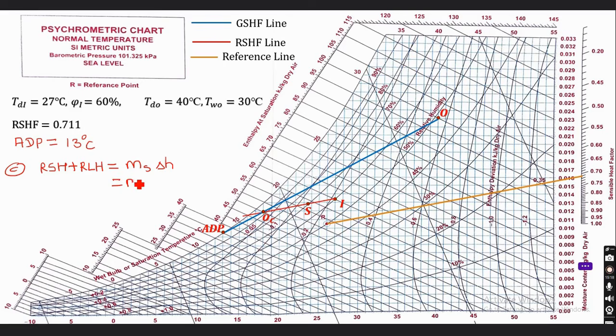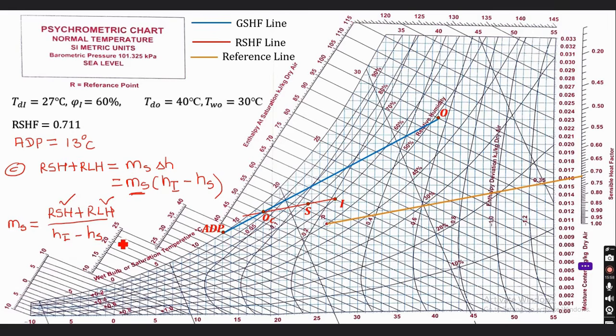So ms into the enthalpy change, what is the enthalpy change? It is the enthalpy of the inside air in the auditorium minus the enthalpy of the supply air. This way we can find out the mass of supply air. So ms is equal to room sensible heat plus room latent heat divided by Hi minus Hs. These two conditions, RSH and RLH, we know. Let us find out the Hi and Hs.